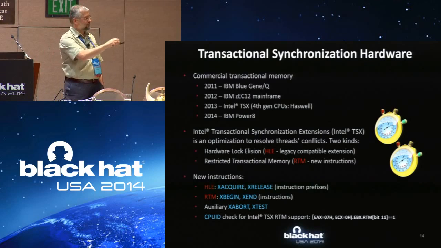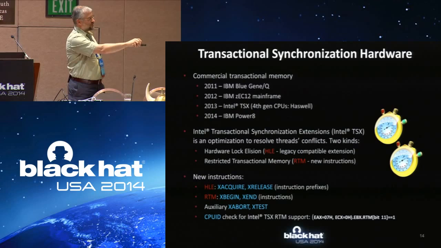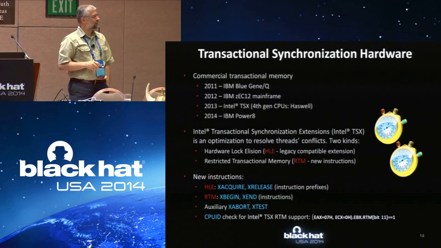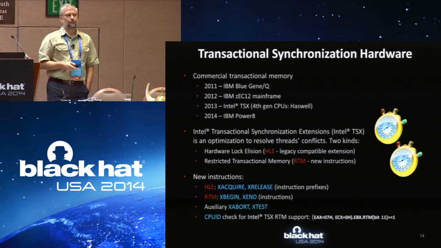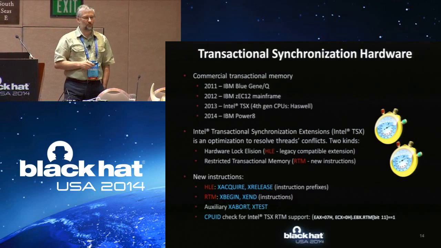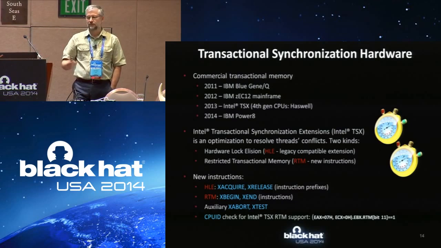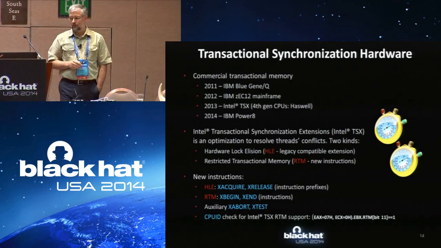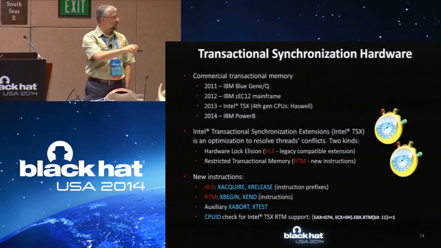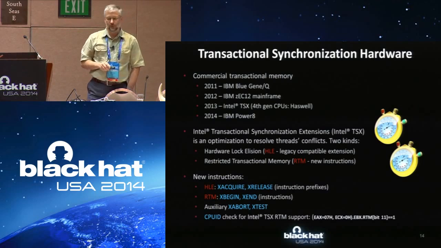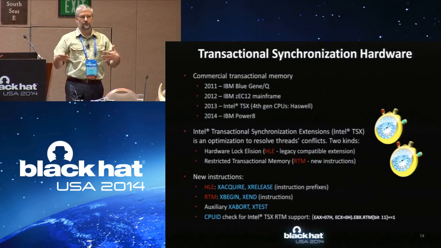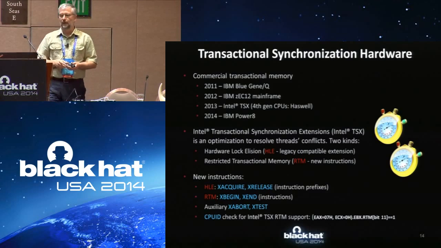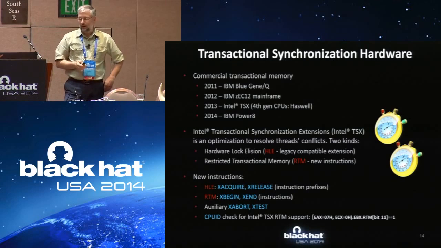And the CPUID check is written in the bottom line on this slide. And by interrogating the CPU capability, you can learn whether it supports restricted transactional memory or not. And there are a couple of auxiliary instructions, XTEST and XABORT, to facilitate sort of the plumbing related to transactional memory.